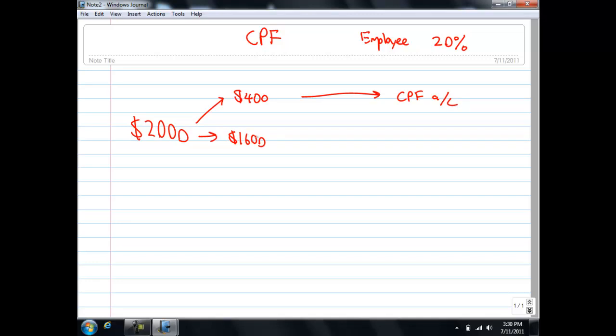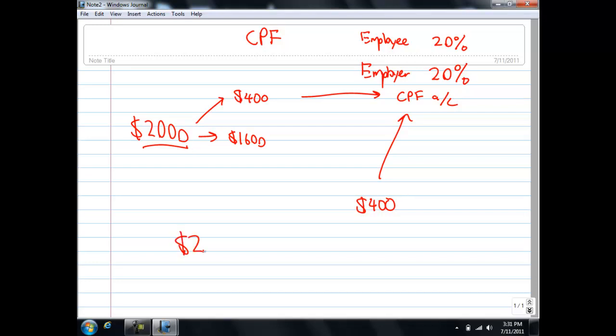The thing you got to know about our CPF system is that there's also an employer's contribution. The firm that hires you will have to also contribute to your CPF account. So for simplicity, let's keep it to the same percentage, 20%. So this means that other than the 400 that goes in your CPF account, the firm will pay another 400, to be deposited into your CPF account. So from this perspective, the firm's cost of hiring you is not just 2,000. It's not just this gross wage. It's actually 2,000 plus his employer's contribution.